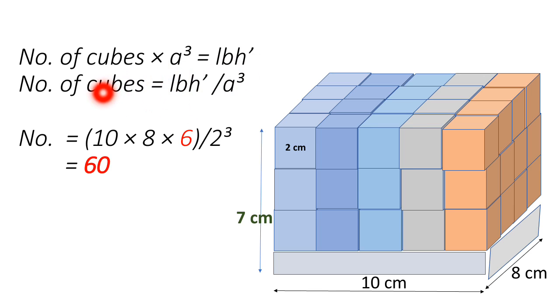See, number of cubes is equal to L into B into H dash divided by a cube. We have the length 10 into 8 is the breadth into 6 is the new height, and it is divided with 2 cube. So 2 cube is 8, 8 cancelled. So 10 into 6 gives 60. So 60 is the answer. That is the number of cubes that can be placed here in this cuboid.